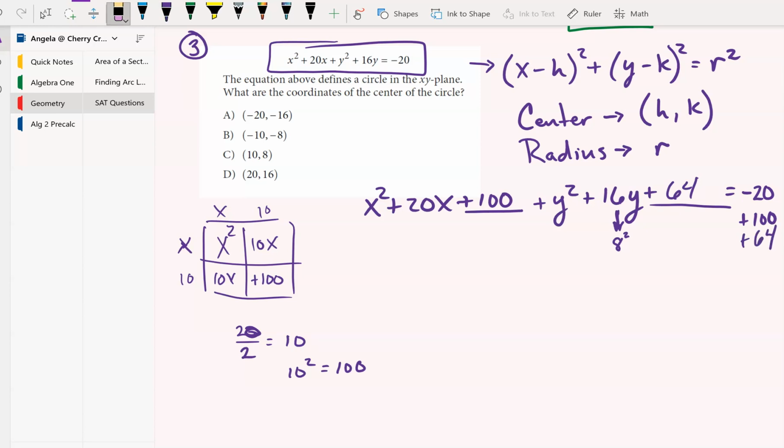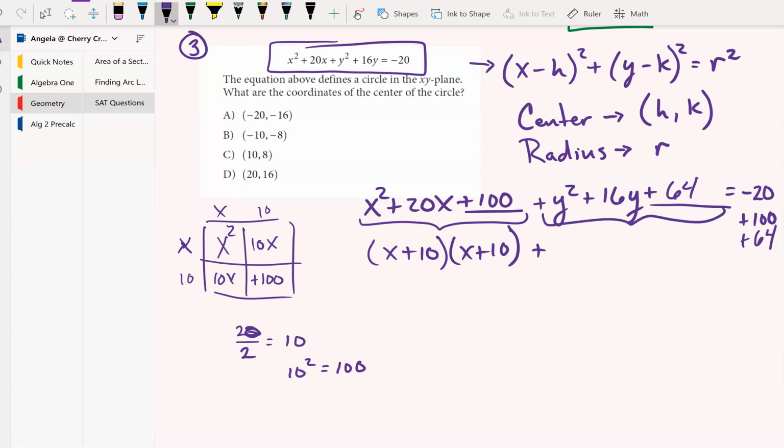Okay, so I'm going to go ahead and clean this up a little bit since you guys got to see that happen. And what this means then is that this trinomial can be written as (x plus 10) times (x plus 10). And this trinomial can be written as (y plus 8) times (y plus 8). So we have completed the square. And it's equal to, it's going to be 144 over here, but I'm not going to write it in quite yet. So here is our general form of the equation for a circle by completing the square.